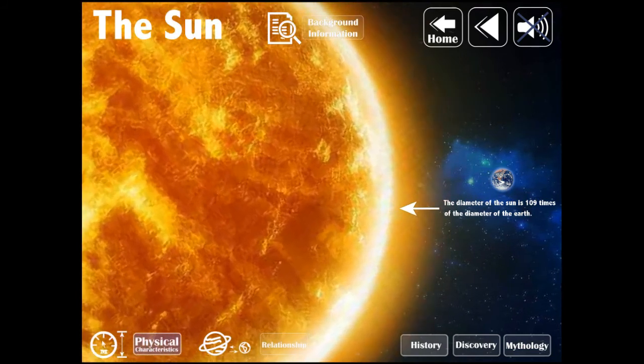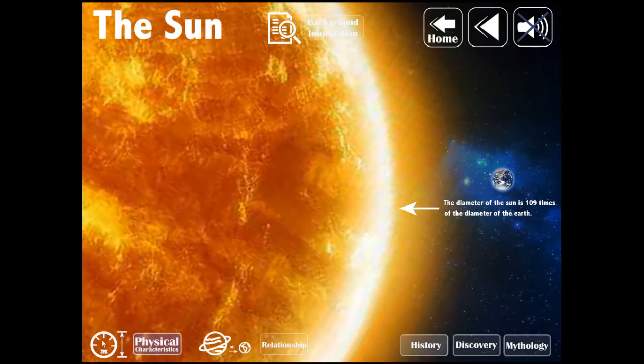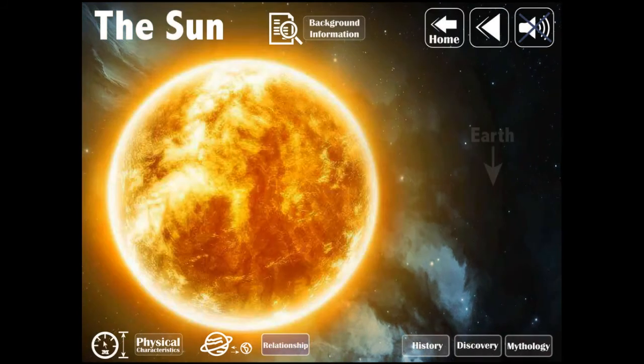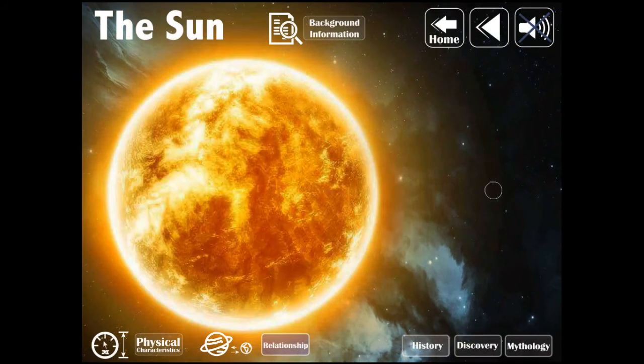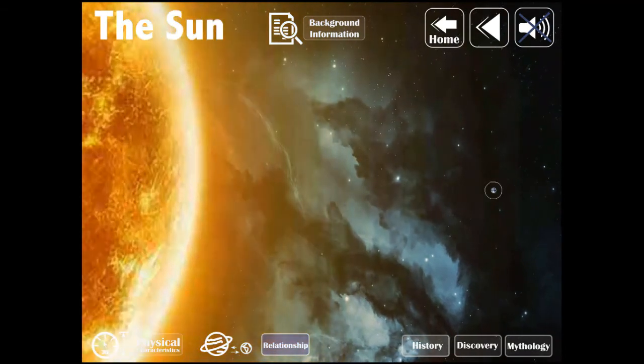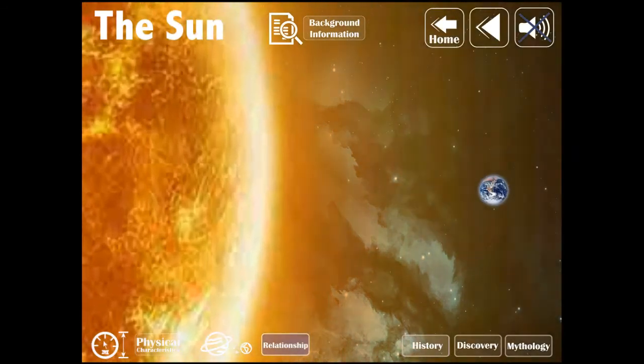The mass of the sun is 333,000 times the mass of the Earth, but the density of the sun is only 0.25 times that of the Earth. Because of this relationship, the diameter of the sun is 1.4 million kilometers, or 109 times the diameter of the Earth.